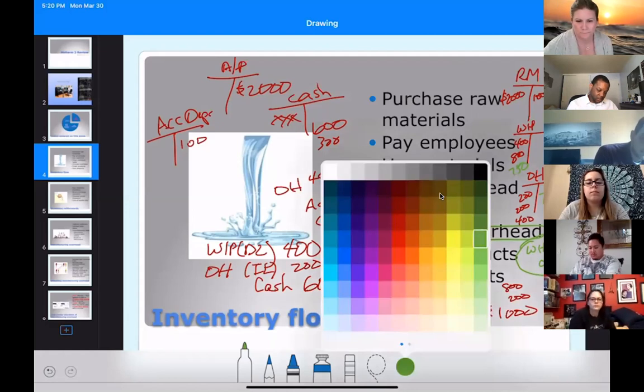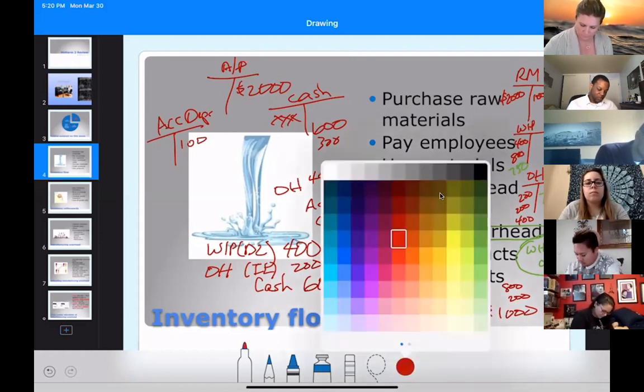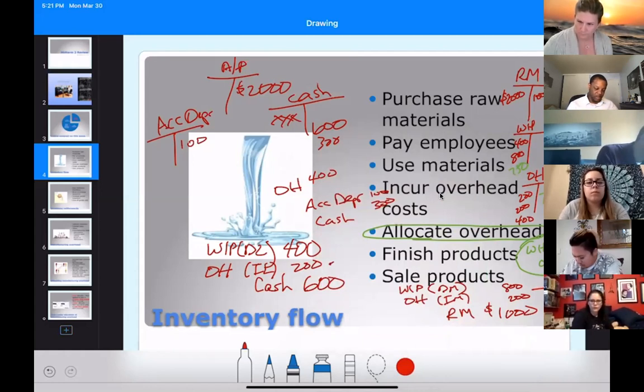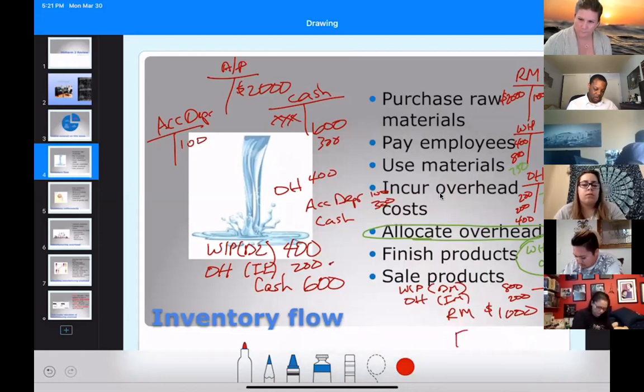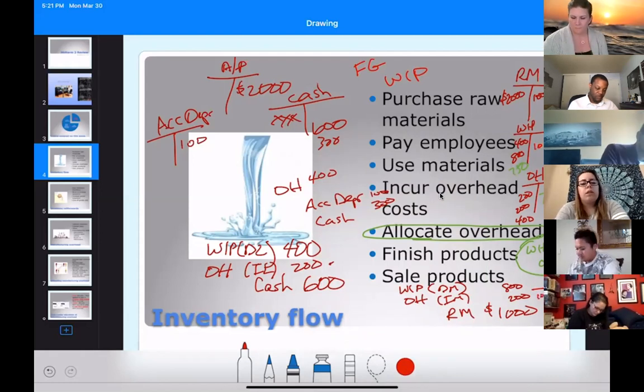Okay. So the last step is when we finish the products, right? So as we finish the products, we have our finished goods. Okay. And let's assume that we finished $1,000 worth of products. So as the products are being finished, we debit our finished goods and we credit work in process, moving it out of one account and moving it into the finished goods account.